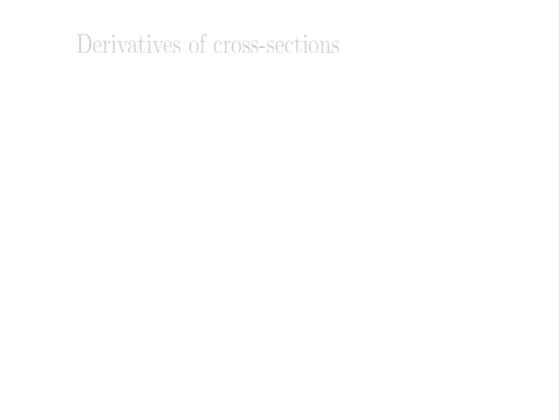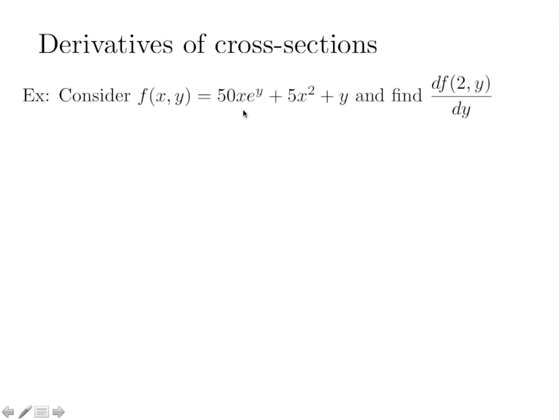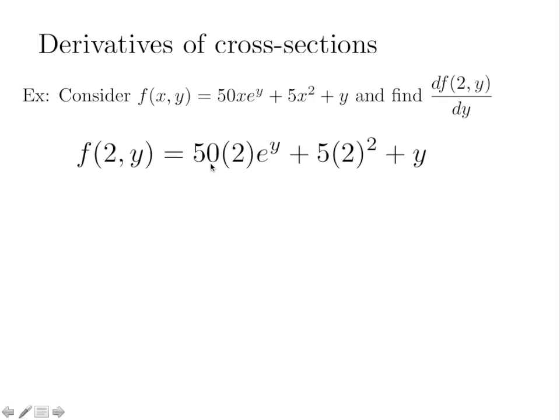We can also find the derivative of cross-sections. For example, consider the function f of x y equal to 50x times e to the y plus 5x squared plus y, and I ask you to find the derivative of the cross-section f of 2 comma y. To do this problem, the first thing you need to do is find the form of the cross-section f of 2 comma y. That is 50 times 2 times e to the y plus 5 times 2 squared plus y.